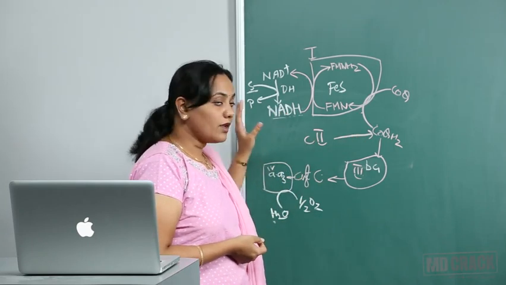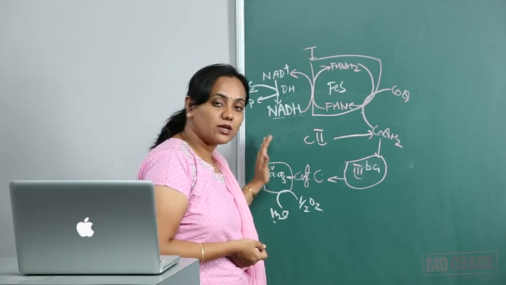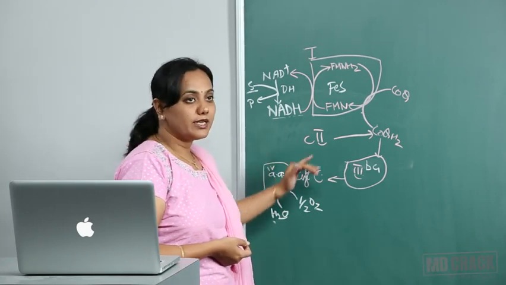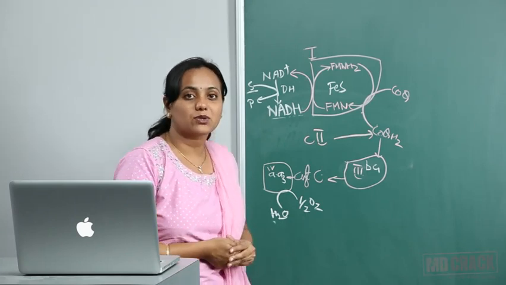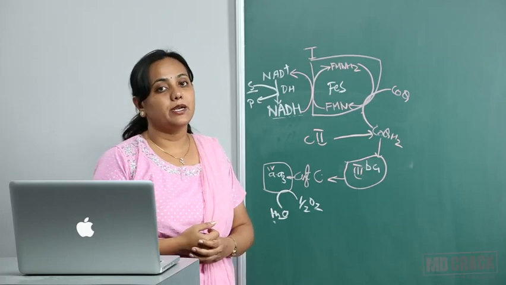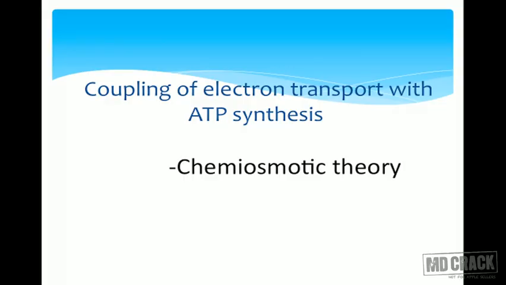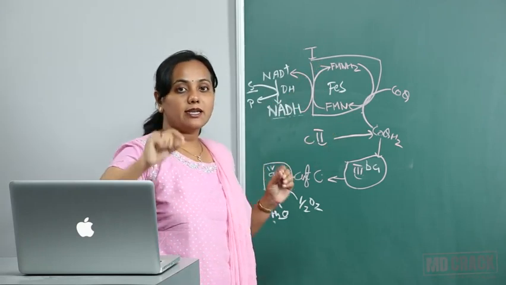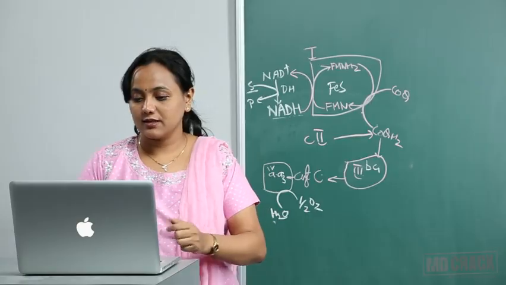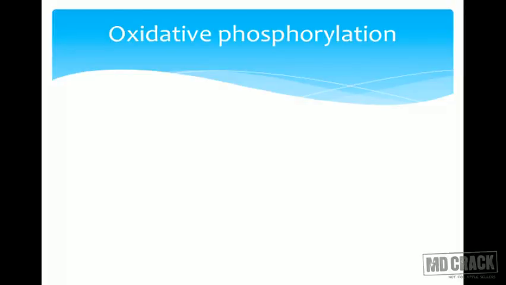It is for this that different scientists worked on a lot of problems, and finally one of the accepted theories now is the chemiosmotic theory given by Peter Mitchell. So let us look at this coupling between electron transport and ATP synthesis, how these are linked, and this is given by the chemiosmotic theory by Peter Mitchell. So how electron transport is linked with ATP synthesis. Let us look at the chemiosmotic theory.